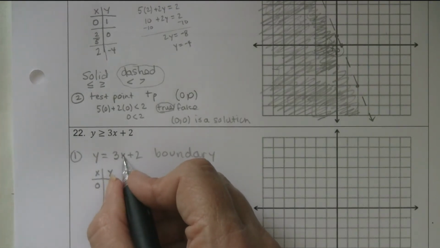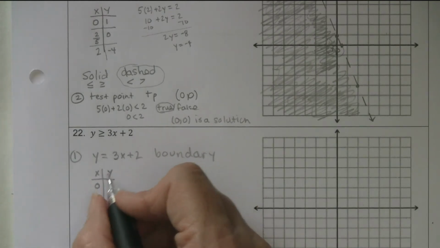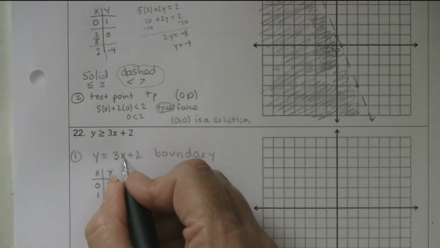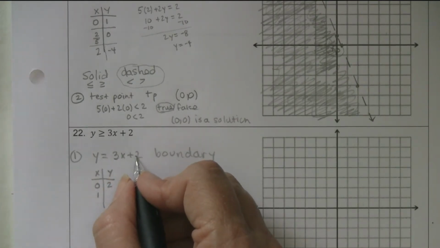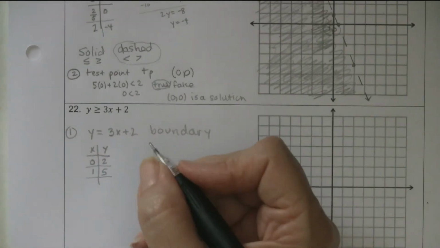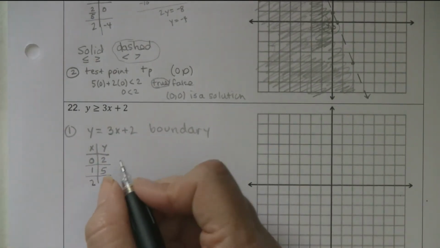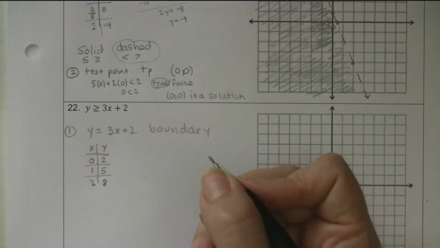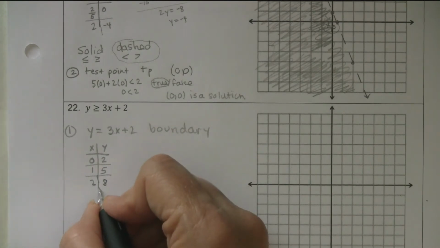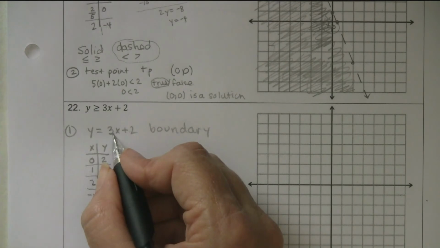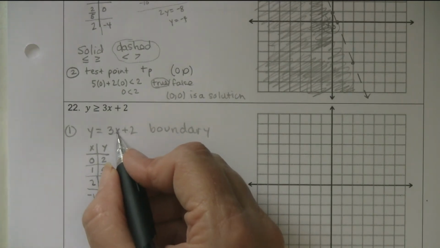So 3 times 0 is 0 plus 2. So y is 2. 1. 3 times 1 is 3. And 3 plus 2 is 5. All it is arithmetic, right? 2, that's why they're convenient. 6 plus 2 is 8. This one kind of walked off my grid a little bit. And if I want to get another point on the grid, maybe I'll pick -1. 3 times -1 is -3.